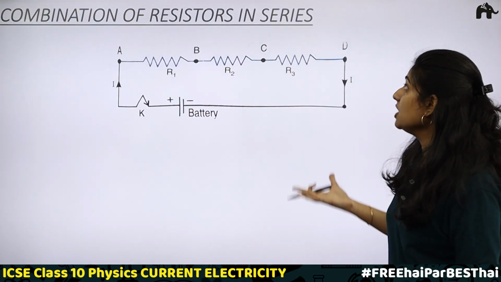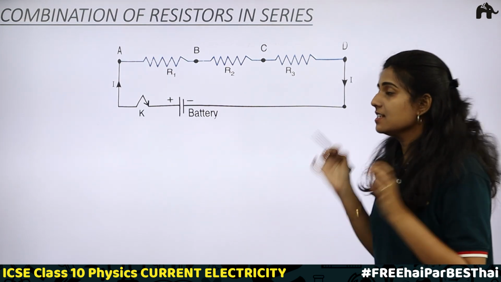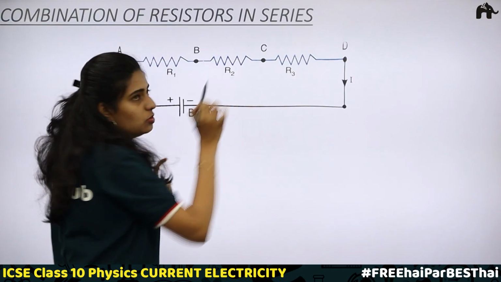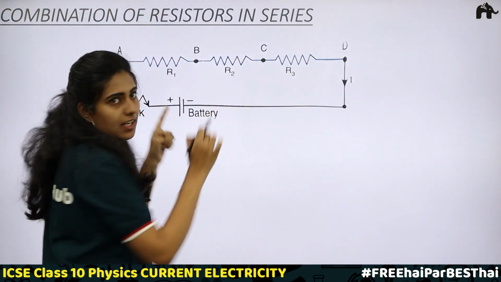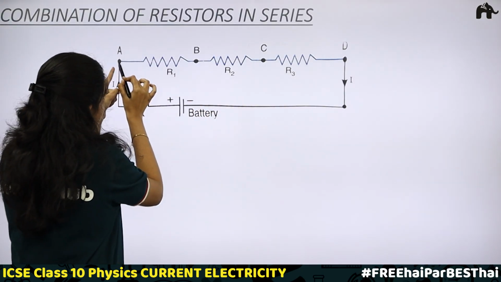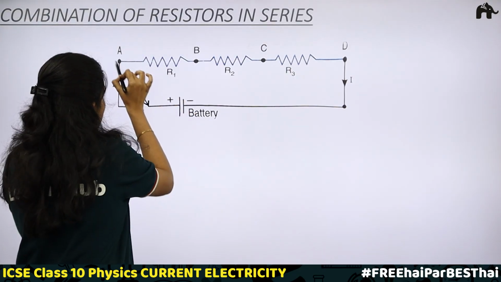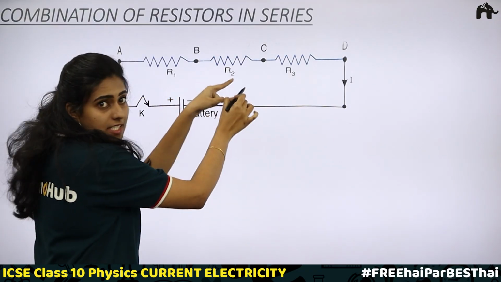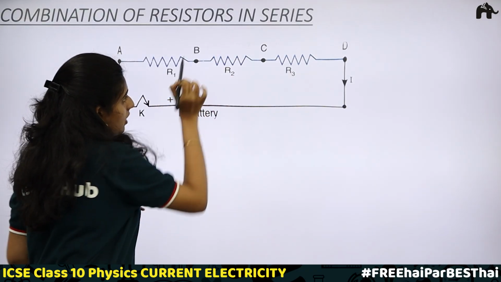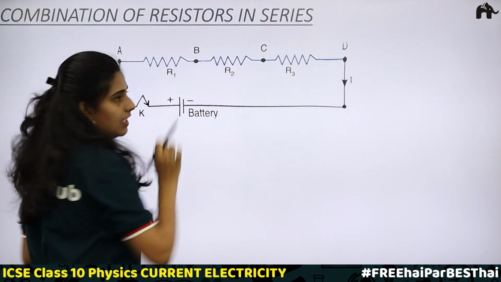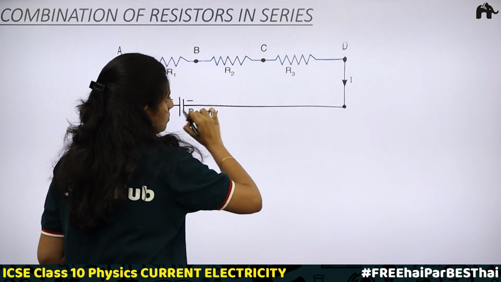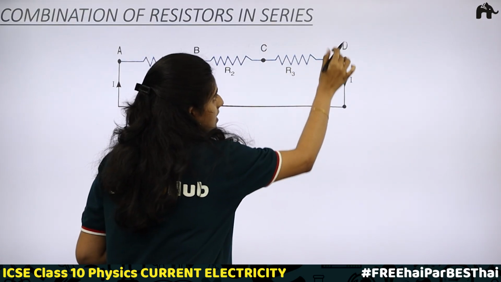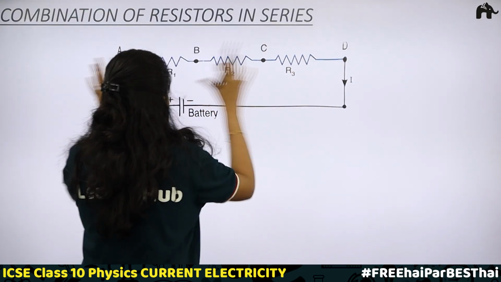First, let's see the combination of resistors in series. How are resistors combined in series? You can see three resistors, R1, R2, R3. They are connected end-to-end. This is the first end of resistor 1, which is connected to a point A. Then the other end is connected to the second resistor at point B. At point B, R1 and R2 are connected. The second end of R2 is connected to R3, and the end of R3 is connected to a point D. So this is a complete circuit.